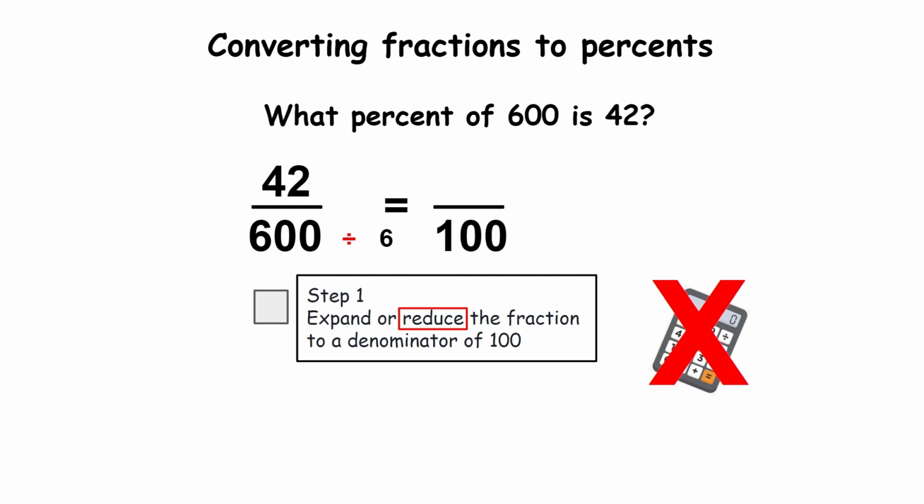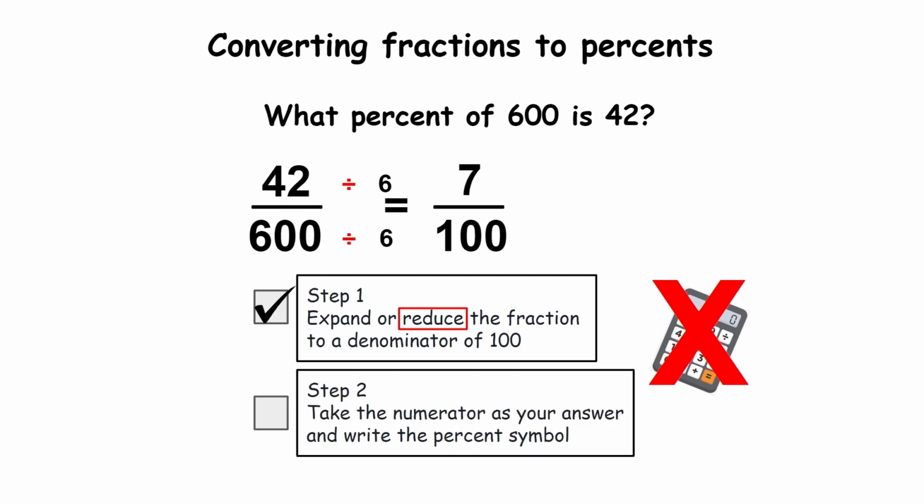And remember, since we've divided the denominator by 6, we'll also need to divide the numerator by the same amount. So let's divide 42 by 6 as well. And 42 divided by 6 equals 7. For the next step, remember that percent is a number out of 100. And we've just calculated that number, which is 7. So let's take that number, write the percent symbol next to it, and that's it. We've just converted the fraction 42 out of 600 into a percent without using a calculator.